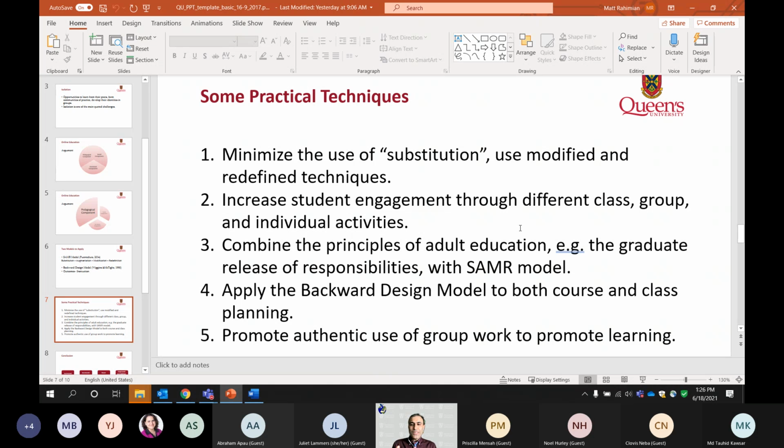Number two is increasing student engagement through different class, group, and individual activities. So rather than giving them big projects to work on, break that big project into smaller pieces, and they can work on that and combine it with group activities. One key to group activity is using two-way tasks, which means different group members need to collaborate and share information to complete the task.